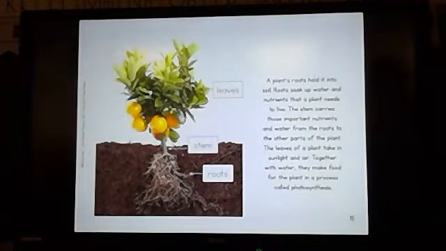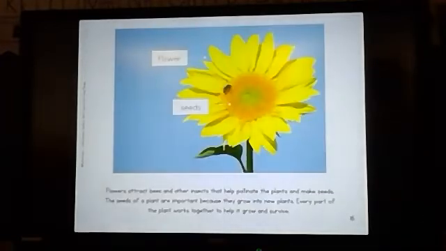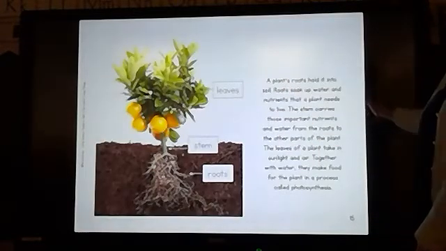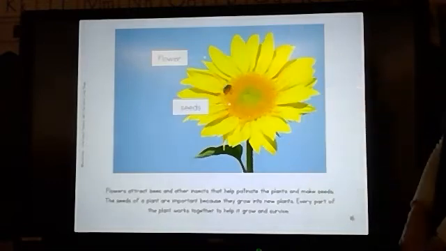Together with water, they make food for the plant in a process called photosynthesis. Flowers attract bees and other insects that help pollinate the plants and make seeds. The seeds of a plant are important because they grow into new plants. Every part of the plant works together to help it grow and survive. So we have roots, stems, leaves, flowers, and seeds.